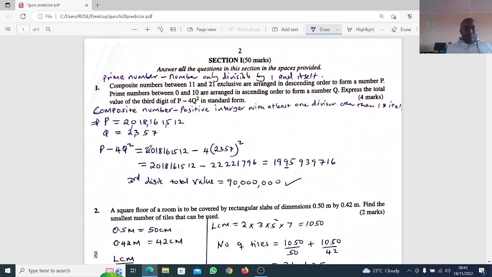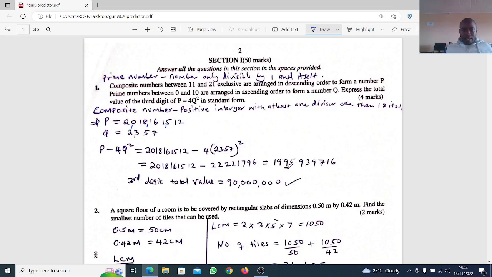So you are asked P minus 4Q squared. It is Q which is squared. So it will be P, the number we got there, minus 4 times 2357 squared. When you multiply by 4, you get this number. When you subtract, this is the number you get. And we are asking for the total value of the third digit.